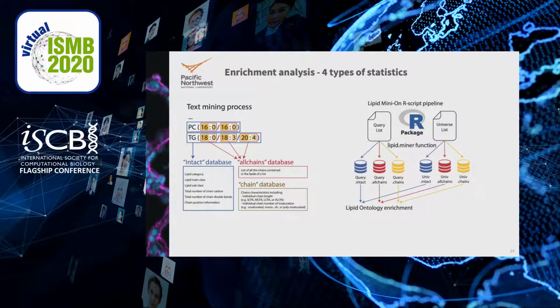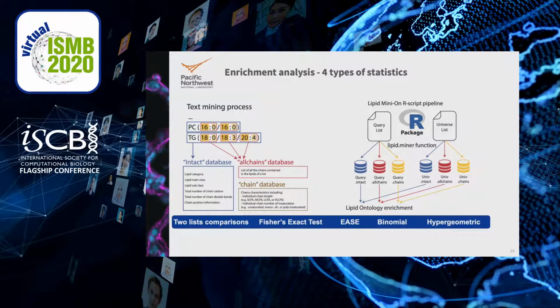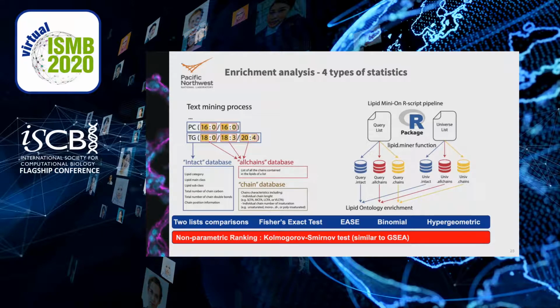We have created functions for the most popular enrichment statistics, including Fisher exact, EASE, which is a modified Fisher exact test from the DAVID team, binomial, and hypergeometric statistics. Finally, during the review process, one of the reviewers asked us to add a non-parametric test similar to gene set enrichment analysis. So we added a Kolmogorov-Smirnov test that enabled us to look at the distribution of the lipids in a ranked list.